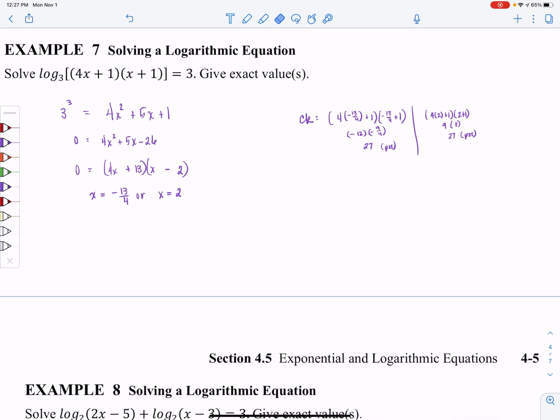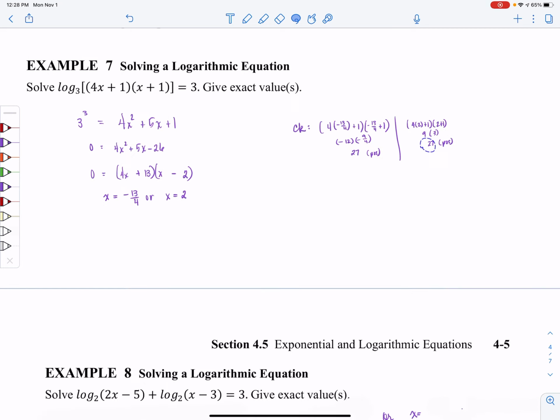So what I did here was I took my first solution, I plugged it in for x, and I asked myself, is this causing me to take the log of a negative number? No, it's causing me to take the log of 27. And then I took my second solution, I plugged it in for x, and once again, I got that I'm trying to take the log base 3 of 27, and that 27 is a positive number. So both of my solutions here are good solutions, and I'm allowed to keep them.